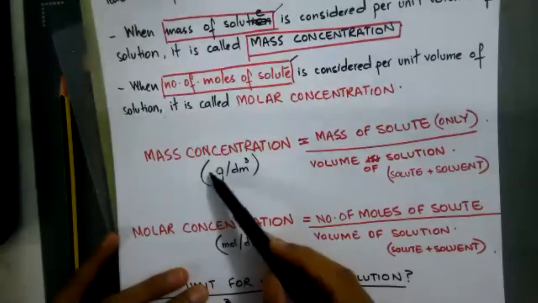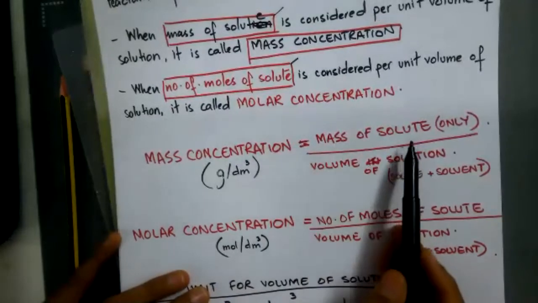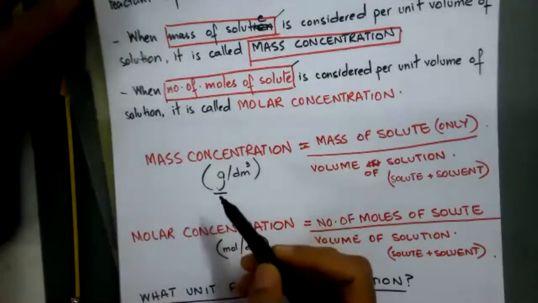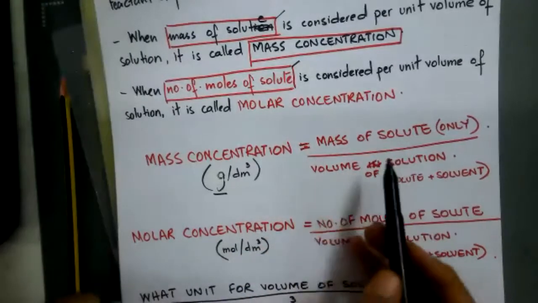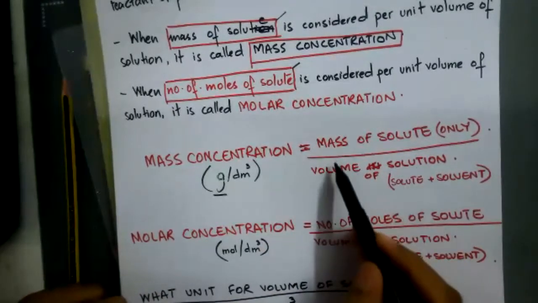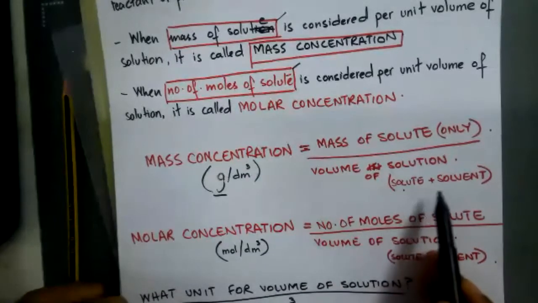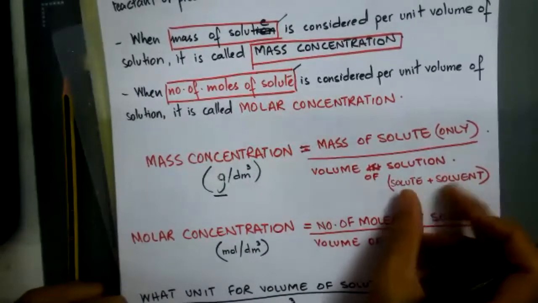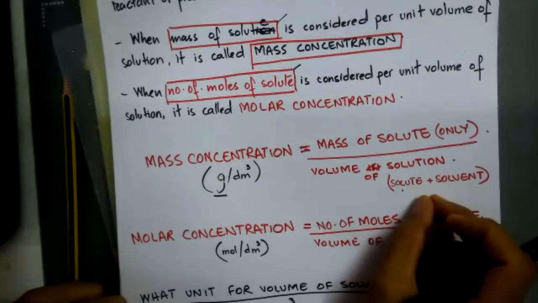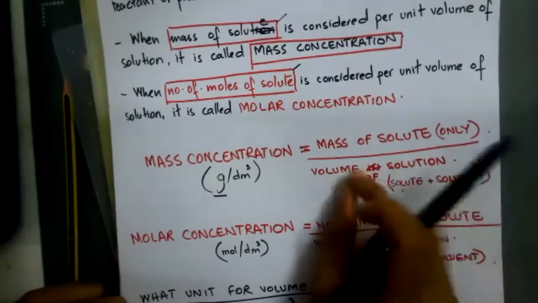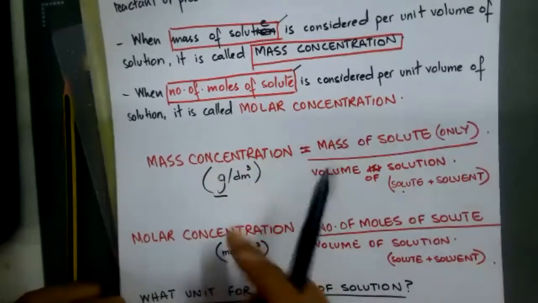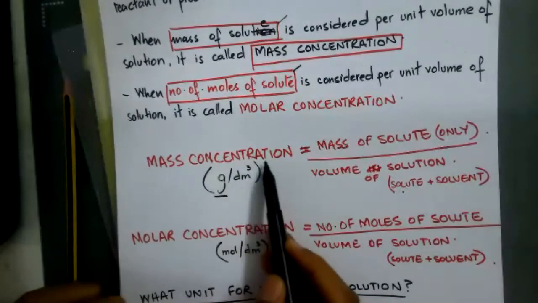Mass concentration is when we are considering the mass of solute. By mass of solute, meaning that mass in grams. Usually we use the unit grams for the mass of solute divided by the whole total volume of the solution. By total volume of solution, meaning both solute and solvent together, the volume that they have when they're dissolved with each other, that total volume should be the denominator. So this will give us mass concentration, and the units will be grams per dm cube.